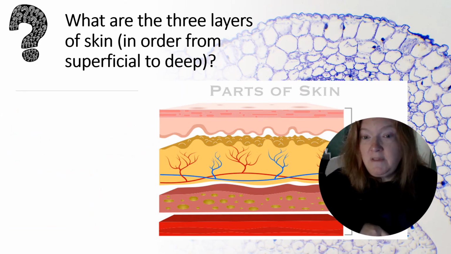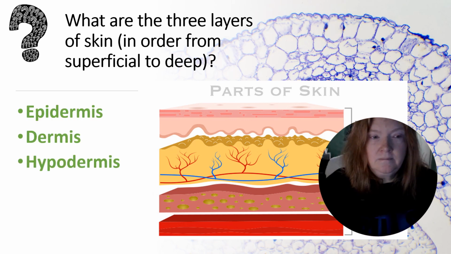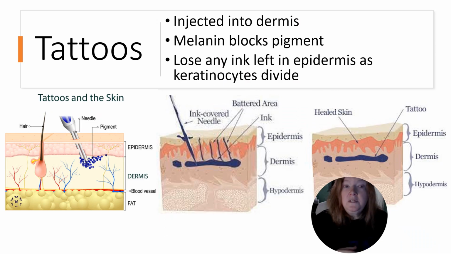So what are the 3 layers of the skin from superficial to deep? Epidermis, dermis, hypodermis. So tattoos have to be injected into the dermis. Melanin does block pigment though, because remember, melanin is being produced in that stratum basale and the dermis is deeper. So if your skin has a lot of melanin, it's going to block some of the view of the pigment. So people with less melanin will often have brighter colors of tattoo visible than someone with more melanin.